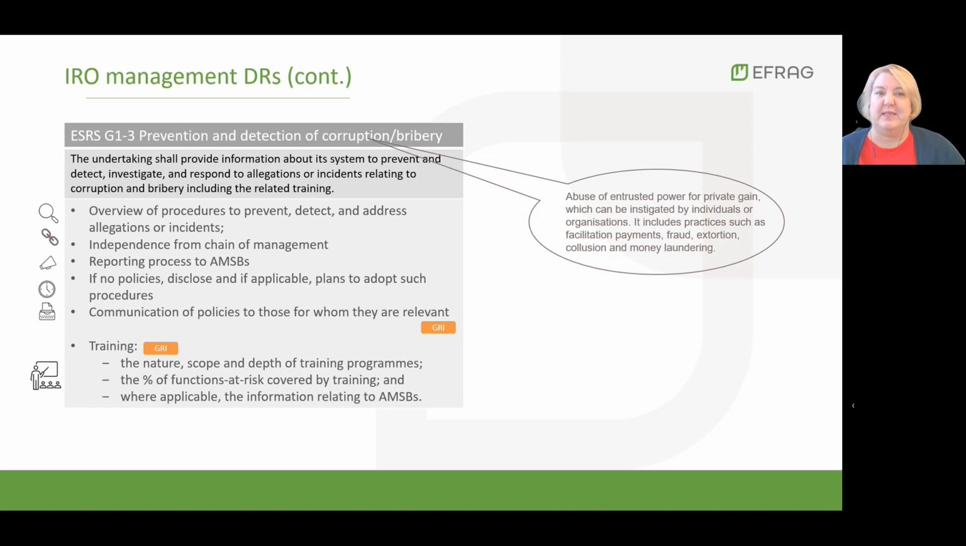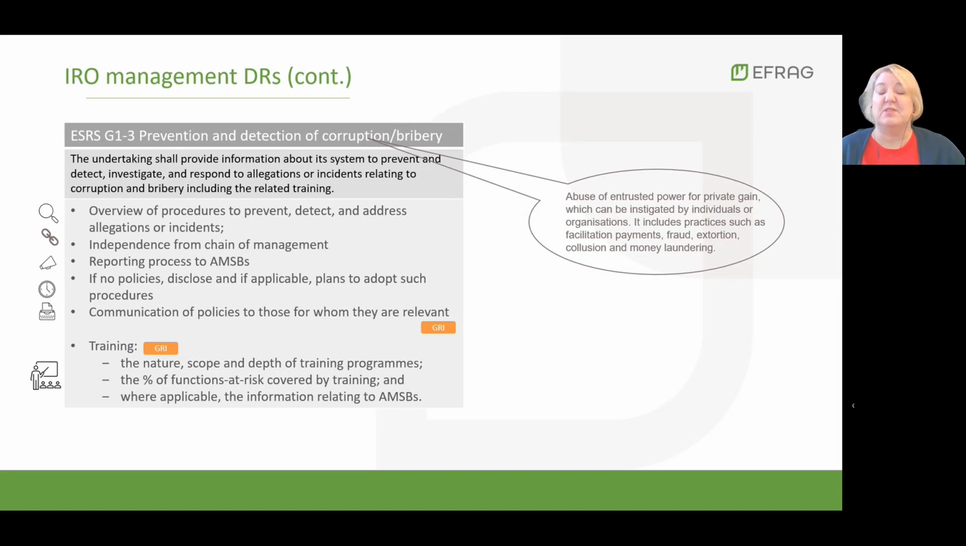So we included that in our definition. Here we want to understand the procedures the undertaking has to prevent, detect, and address allegations. And of course, it's important that the investigations are done independently from the chain of command. We also want to understand how the results from such procedures and investigations are reported to the AMSBs, which is our shorthand for administrative, management, and supervisory bodies of the undertaking.